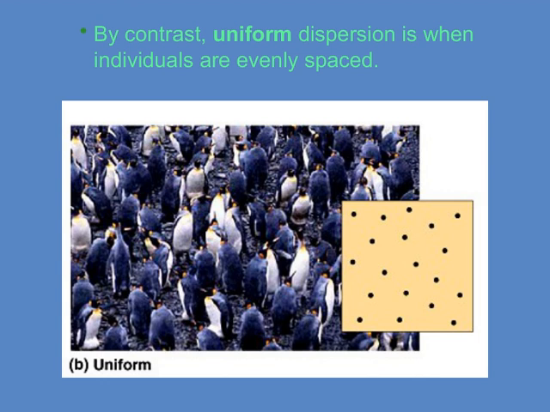Recognizing uniform dispersion helps us understand how populations organize themselves in environments where competition or territorial behavior is a factor. So, in the broader context of our presentation, identifying uniform dispersion can give us insights into the underlying social or environmental influences shaping these patterns.